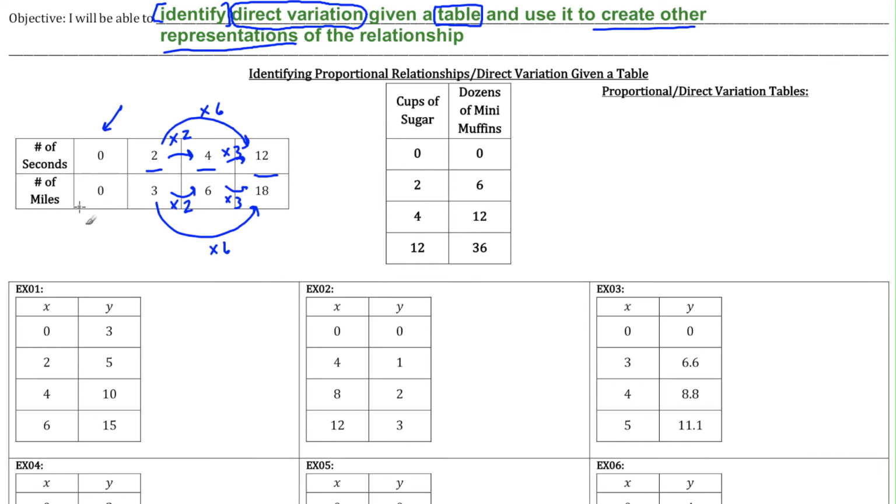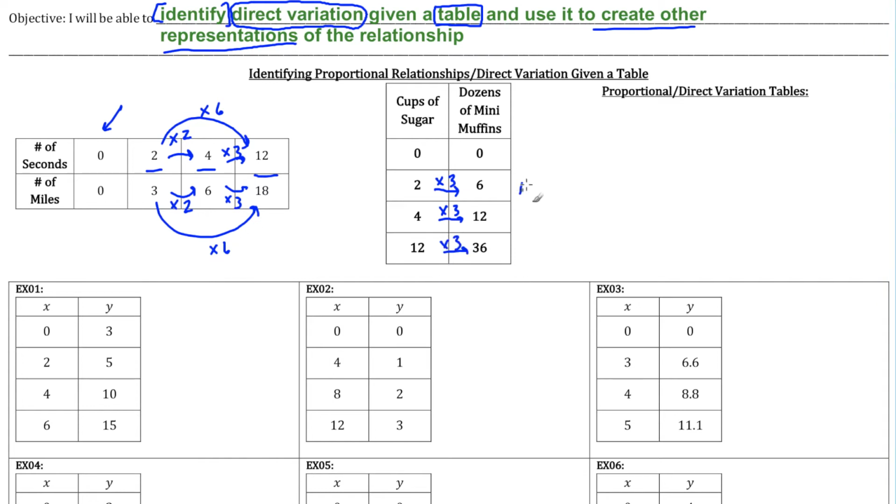But usually your tables are going to be vertical. This is a horizontal table. Most of them are going to be vertical like this. And this is sort of hard to see. We can see times 2 and times 3, times 2 and times 3. But there's also this other pattern where over here, 2 times 3 is 6. 4 times 3 is 12. 12 times 3 is 36.